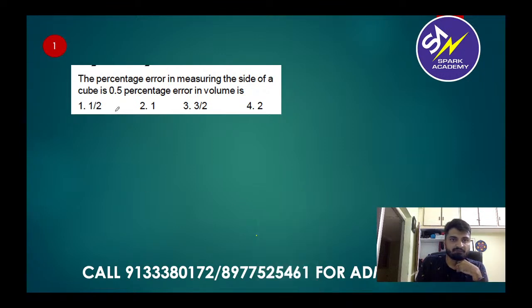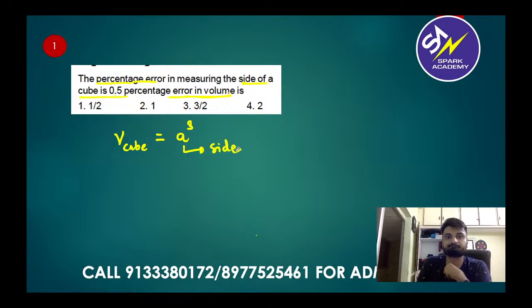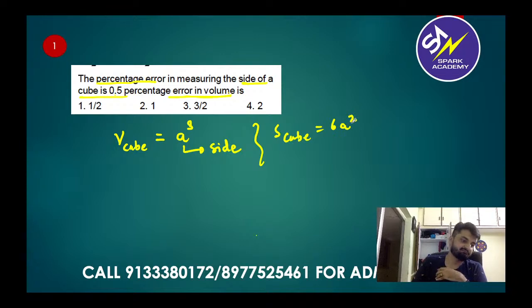Now, tell me, the percentage error in measuring the side of the cube is 0.5. What is the percentage error in volume? Can you tell me what the volume of a cube is? Volume of a cube is a cube, where a is the side. Similarly, the surface area of a cube is 6a square.